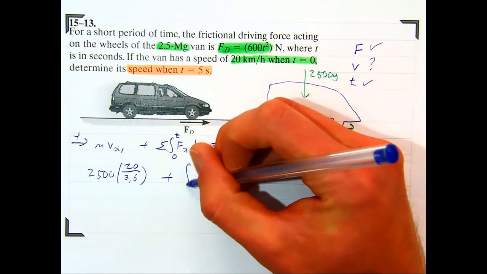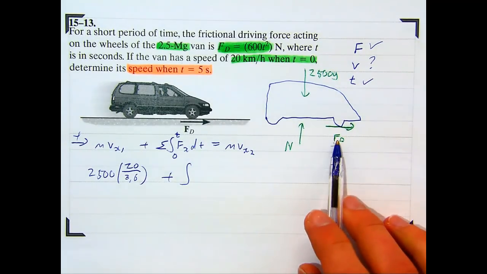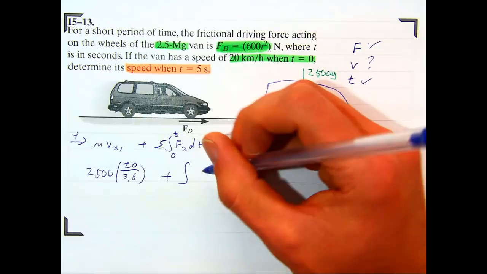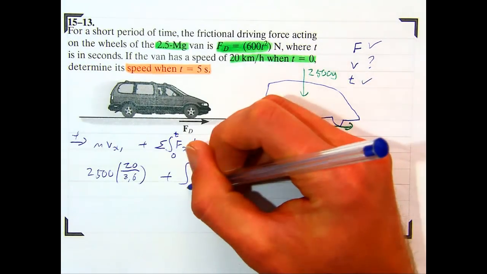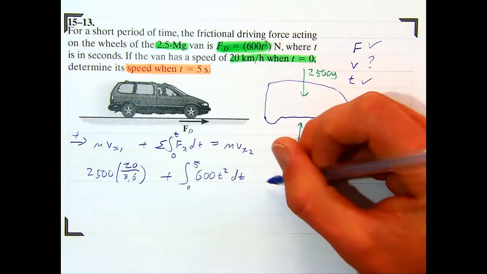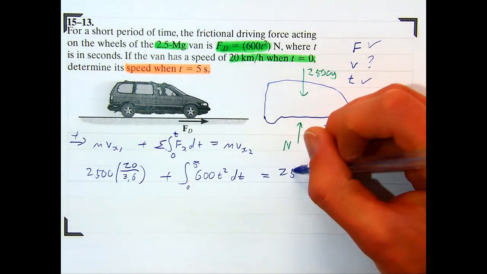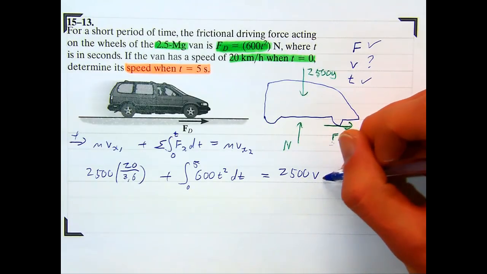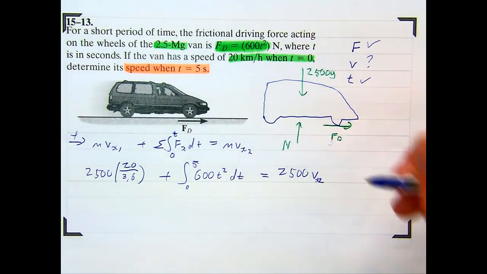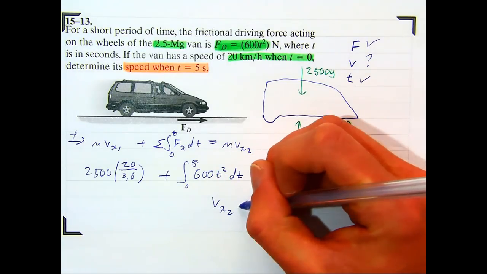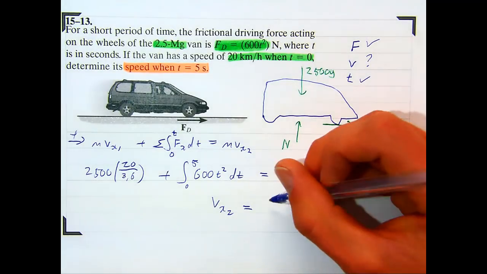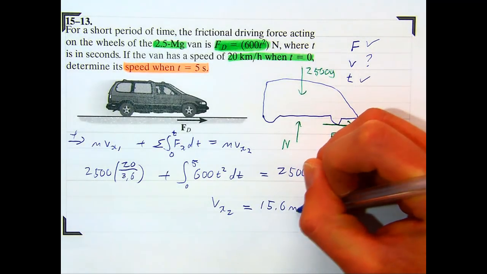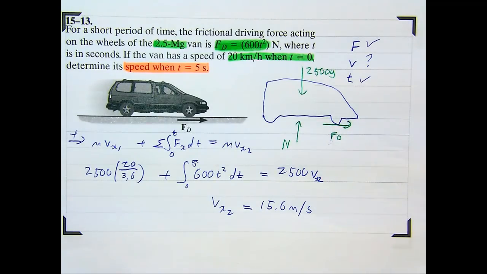plus the integral of this force, which is 600 t squared, from 0 to 5, is equal to the mass 2,500 times the final velocity in the x direction, and that gives us Vx2 to be 15.6 meters per second. Any questions?